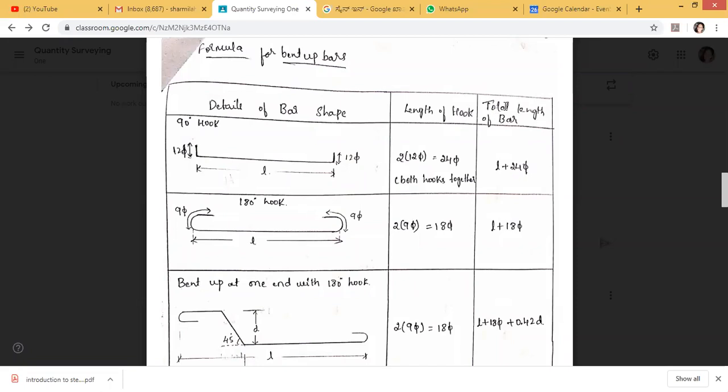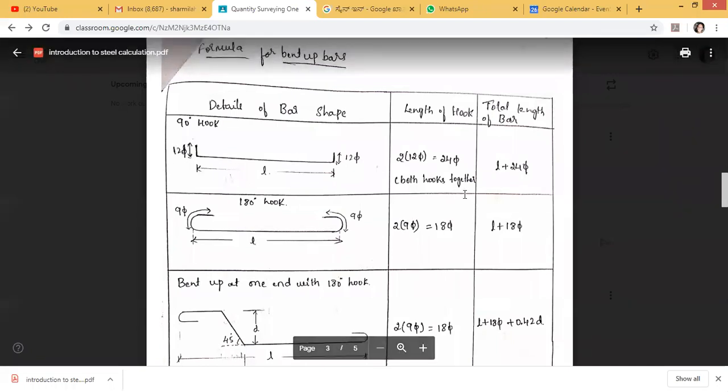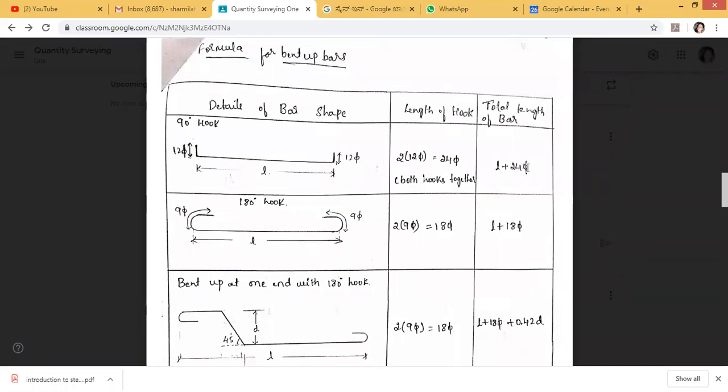So what will the total length of the bar become? If you start from this end and finish at this end, it is L plus two times the hook length, that is L plus 24 dia. This is how you should find the total length of the bar if it is a straight bar with 90-degree hooks. If it is a 180-degree hook, then one hook length is 9 dia. We have two hooks here, so it is 18 dia. So the length of the bar will become 9 dia plus L plus 9 dia, so we can write L plus 18 dia. Again, L you have to calculate separately depending upon the problem.